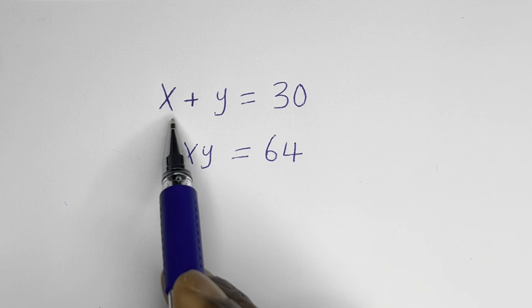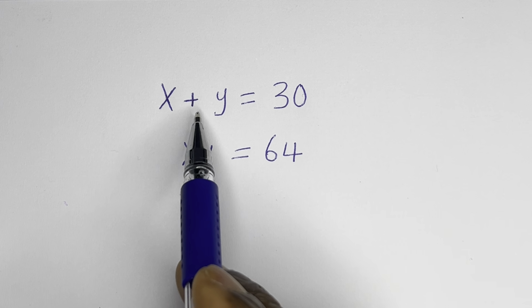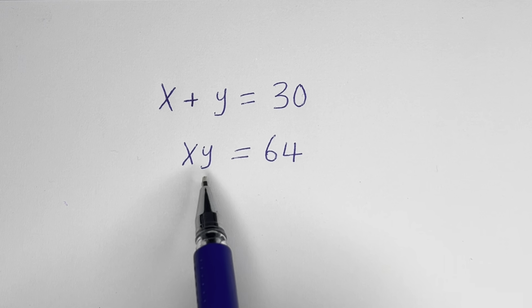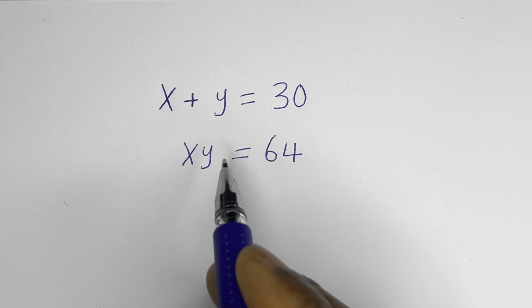Hello, how to solve for x and y in this equation? x plus y is equal to 30, xy is equal to 64. Solution.